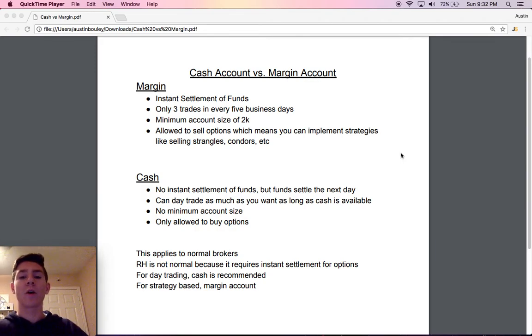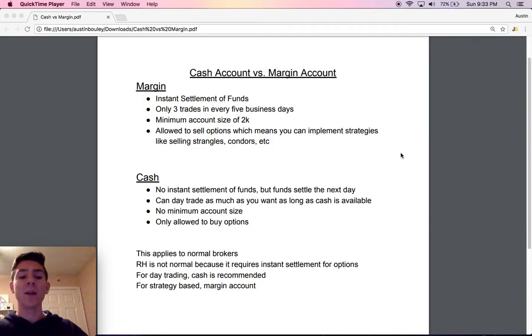So we're gonna go over a cash account versus a margin account for options. For the margin account, when you trade an option, you have instant settlement of your funds, which means if you trade $200 and you make $500, you immediately get access to that $500.